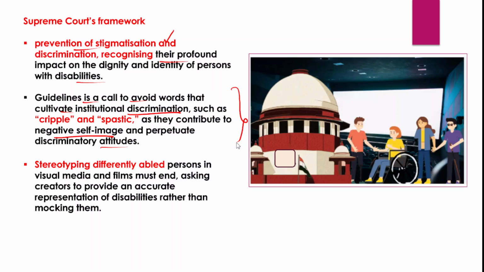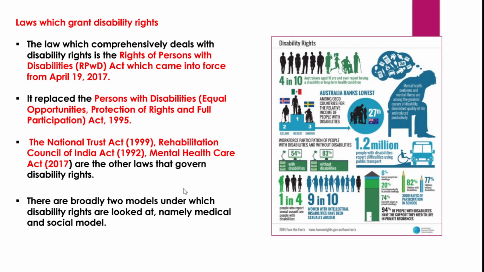And in fact, the Supreme Court guidelines have clearly laid out that stereotyping differently abled persons or persons with disabilities in films, documentaries, advertisements, and visual media is not acceptable. So the Supreme Court has asked the creators to provide an accurate representation of the disabilities of the people rather than mocking them. So that would lead to the greater sensitization of the people, right? So you have to actually represent what are the problems that the people with disabilities have been facing, right? So that would help in increasing awareness and also sensitizing the larger public about the persons with disabilities and the problems that they have been facing.